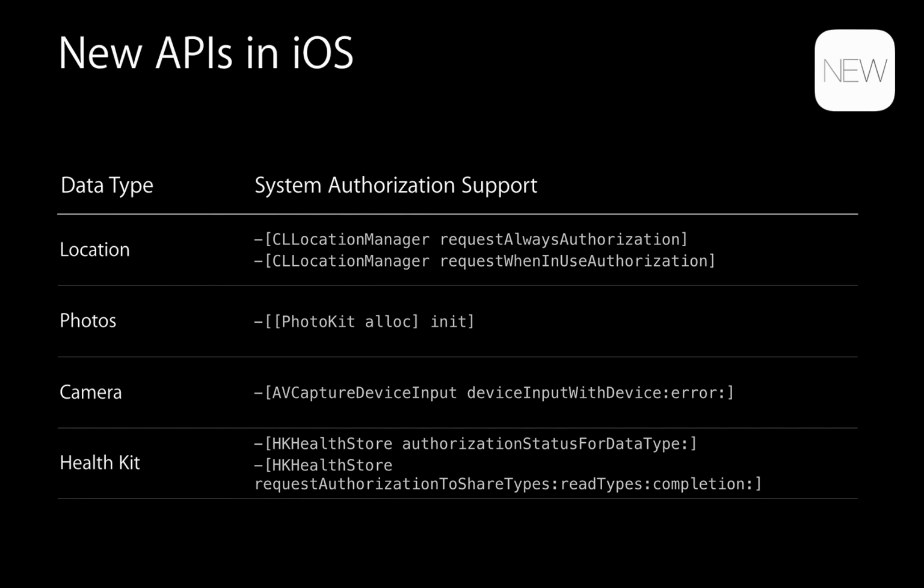There are multiple ways to trigger these data consent pop-ups, and all you have to do is simply call the API. There are 4 new APIs in iOS that will trigger these consents: location, photos, camera, and HealthKit, and we're going to go over some examples of that right now.